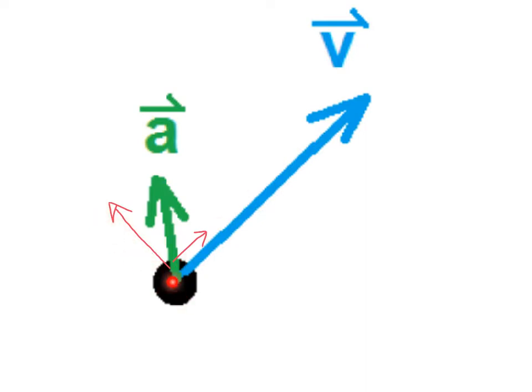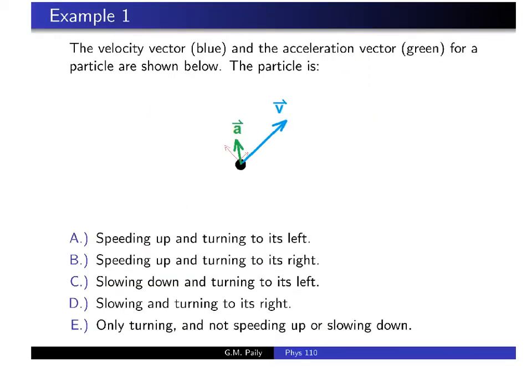This component is perpendicular to the velocity. It can't speed it up or slow it down, but it can change the direction. And we can see, since the particle is heading this way and the acceleration points this way, the particle's path will change from this to this. And so the particle is turning to its left. And so we say that the particle is speeding up and turning to its left.